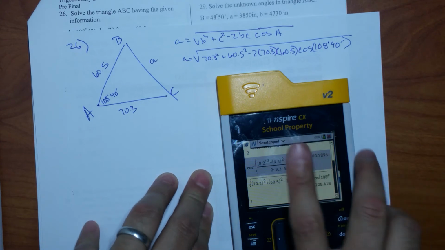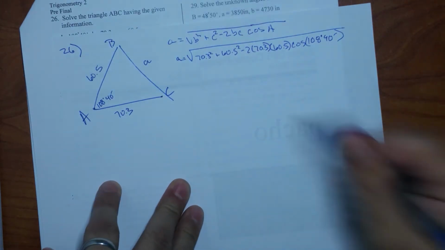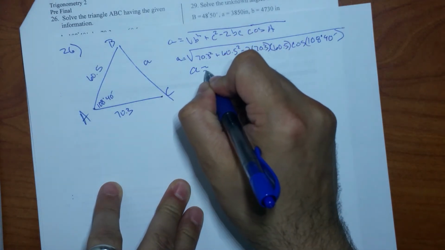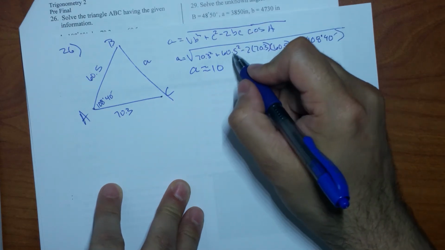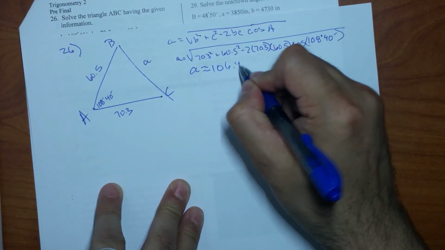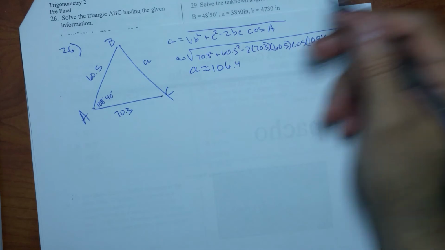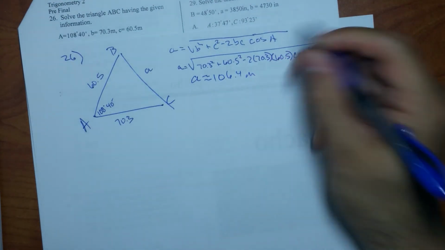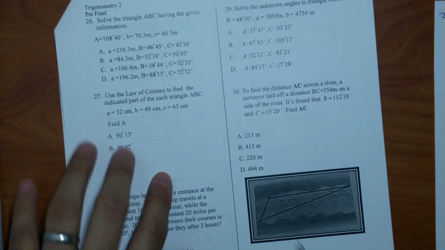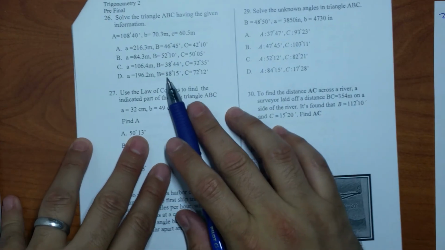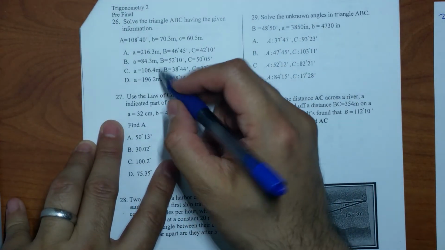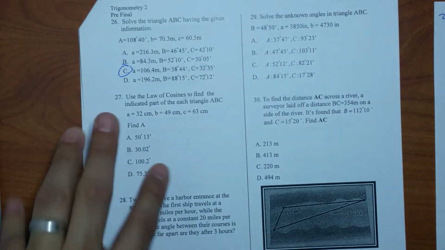So my little a value, it's C. And what are my units on this one? Was this meters? Yeah, meters. All right, so the only one that has little a as 106.4 is going to be C. C is the only one.